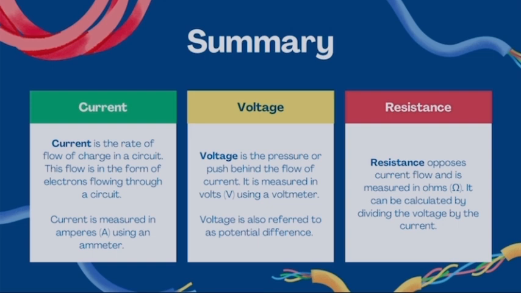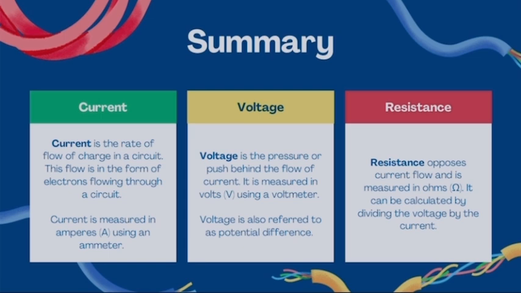Summary. Current is the rate of flow of charge in a circuit. This flow is in the form of electrons flowing through a circuit. Current is measured in amperes, A, using an ammeter. Voltage is the pressure or push behind the flow of current. It is measured in volts, V, using a voltmeter. Voltage is also referred to as potential difference.